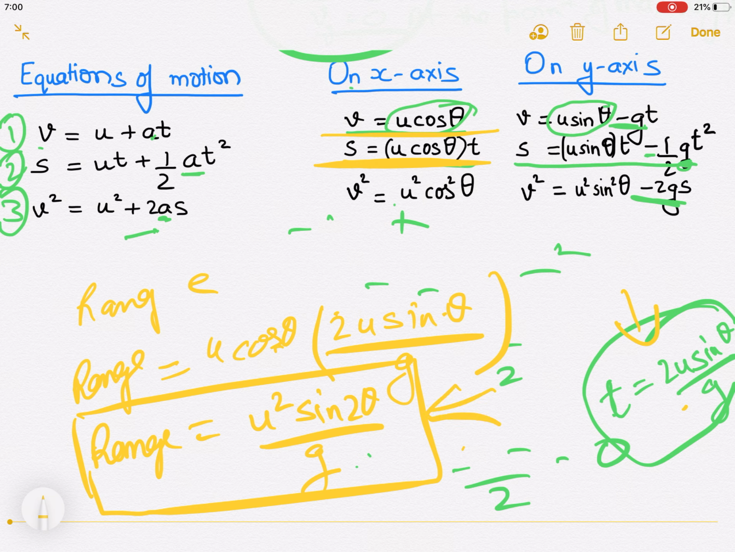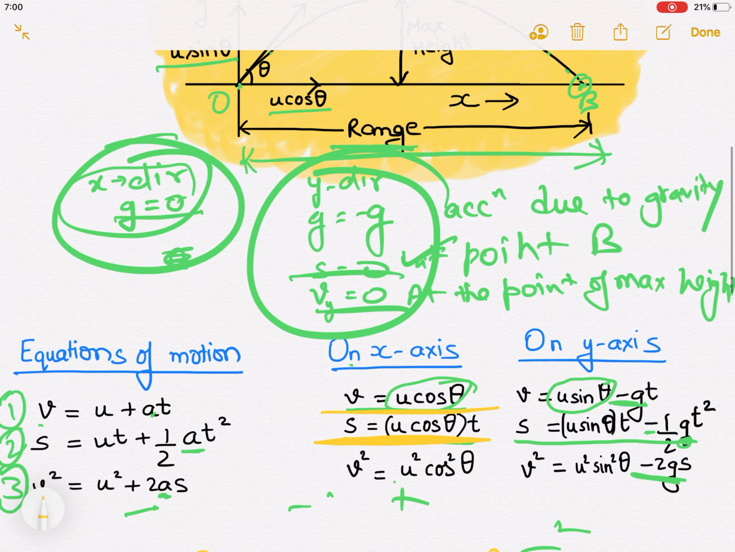Very simple, and the three things that you need to remember are this one, and this one, to solve the questions.